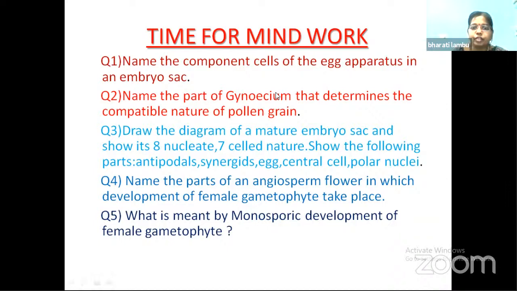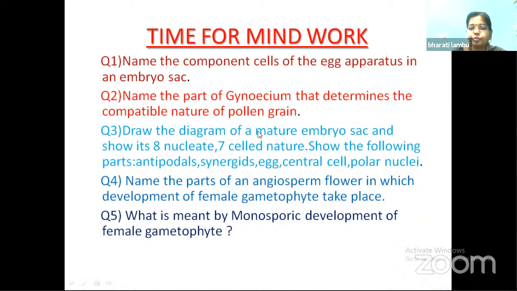Name the part of the gynoecium that determines the compatibility of the pollen grain. The pollen grain will fall on the stigma, and from the stigma, the pollen tube will enter through the style. So the compatibility of the pollen grain is decided by the stigma and the style.